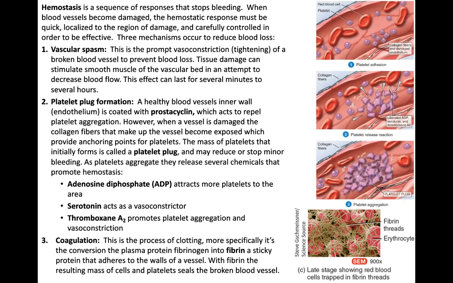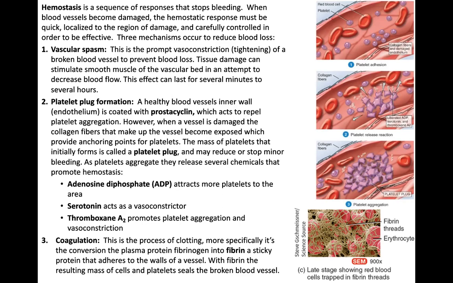When a blood vessel becomes damaged, the hemostatic response must be quick, localized to the region of damage, and carefully controlled in order to be effective. There are 3 mechanisms that we use to reduce blood loss, the first of which is called vascular spasm, a prompt vasoconstriction or tightening of a broken blood vessel to prevent further blood loss. So this should be pretty common sense. If a blood vessel is broken open, do we want to continue to send a lot of blood through it? No, just like if you have a leak in a pipe, you wouldn't want to continue to let water run through it, right? So you're going to turn the valve to shut that flow off. That's what vascular spasm basically is.